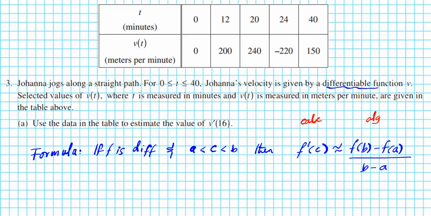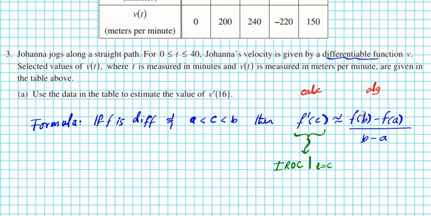So let's go ahead and name these two parts of the equation. f'(c) is the instantaneous rate of change. So I'm going to call that IROC, instantaneous rate of change at t equals c. This is the slope of the tangent line. You can only use calculus to compute the slope at a point. This equation right here is the average rate of change. I'm going to call that AROC, average rate of change, and you have to do it over an interval, a to b.